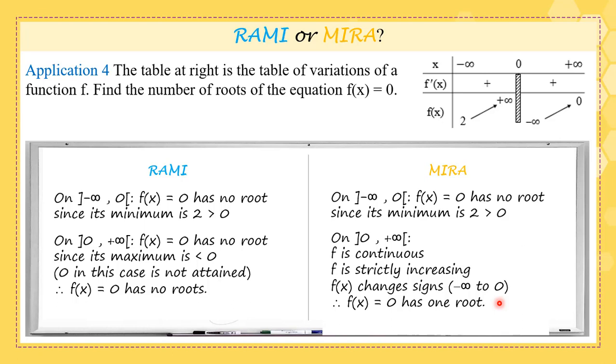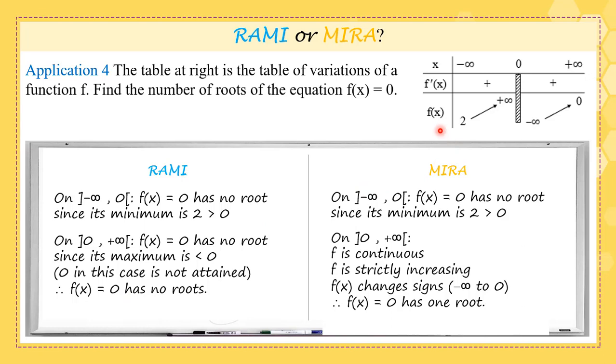Well, I think Mira's argument is not correct because in fact f of x in this case doesn't change signs. Remember, negative infinity is negative, but 0 is not positive. It could be 0 minus, which is negative, or 0 plus, which is positive. And in fact, in this case, it's 0 minus. So I agree with Rami that the equation f of x equals 0 has no roots.